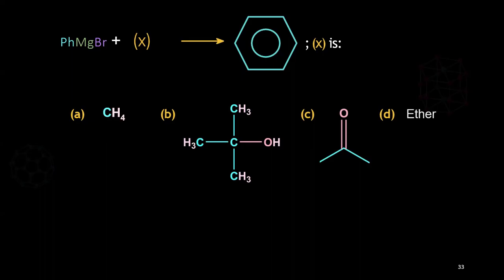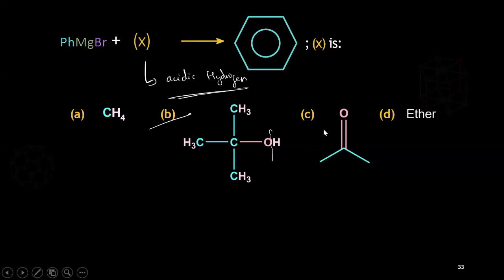So just remember, in this, the X should be the acidic hydrogen. So which one is having it here? It's only this one. In this condition, the OH, the H can break down here and it can liberate the H. So option B will be the correct answer.